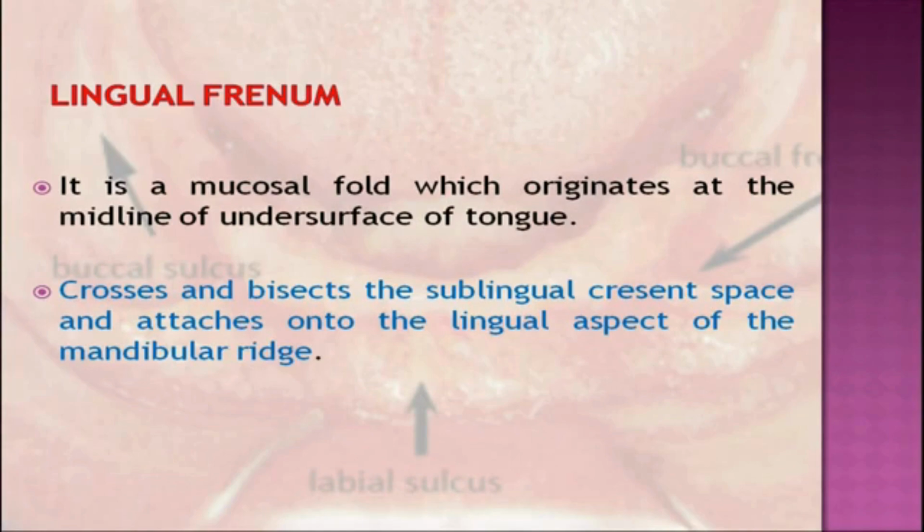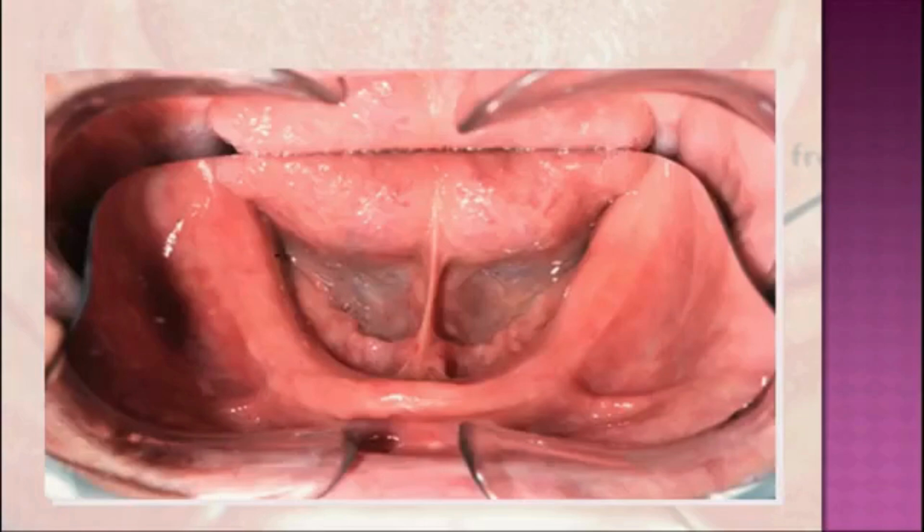Lingual frenum. It is a mucosal fold which originates at the midline of the undersurface of the tongue. It crosses and bisects the sublingual crescent space and attaches onto the lingual aspect of the mandibular ridge. In this picture you can see the frenal attachment.